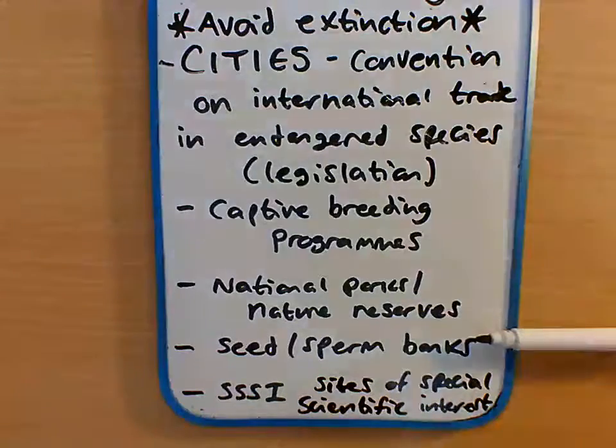Could have seed and sperm banks. So basically, if an animal is lost or a plant is lost, we have seeds, we have sperm and eggs. So we could actually, in the laboratory, rekindle and regenerate that population if need be.